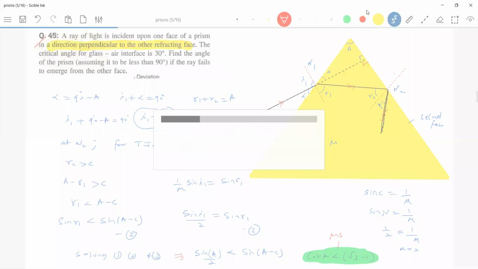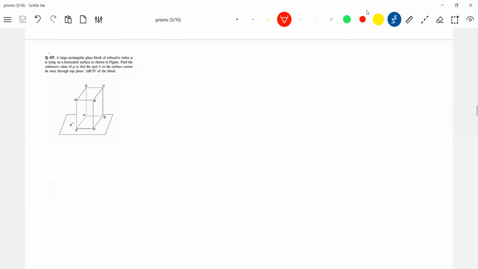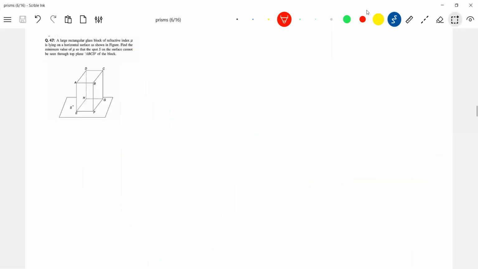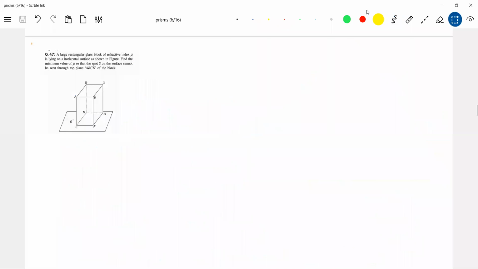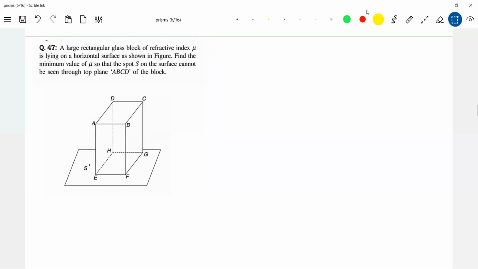If you can just understand the trick or the method, the prism concept you can manage. That's what I feel. Okay, read the question. I'll have water.